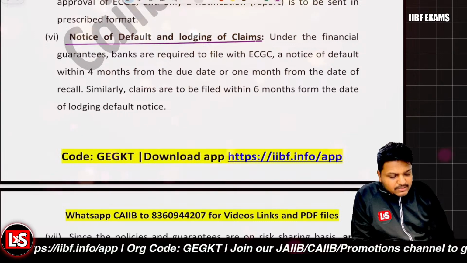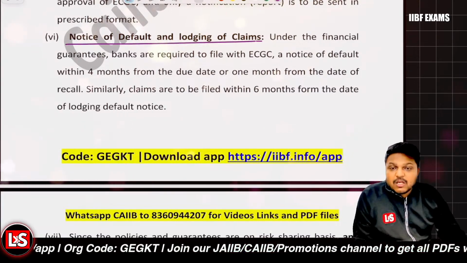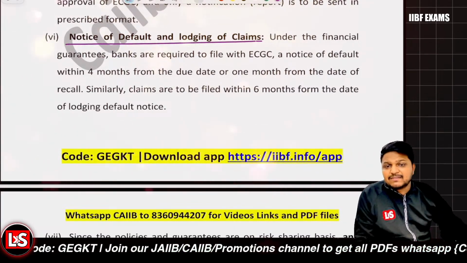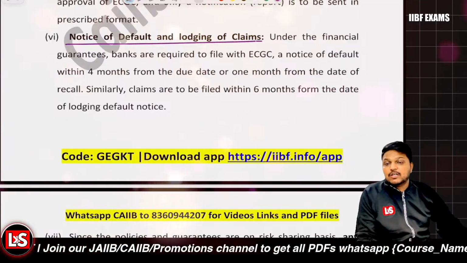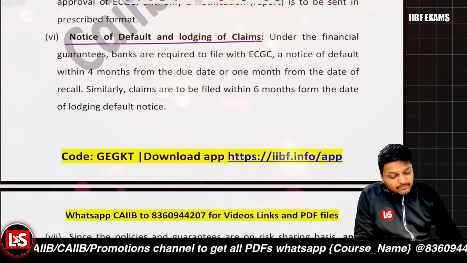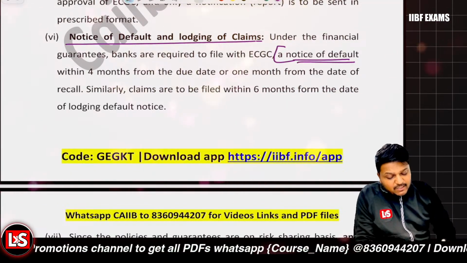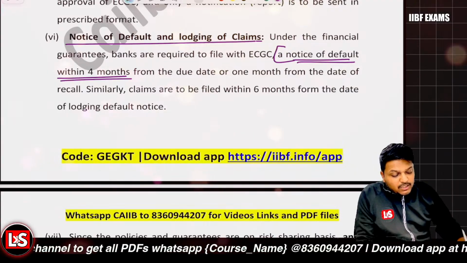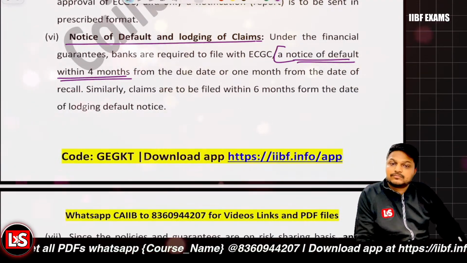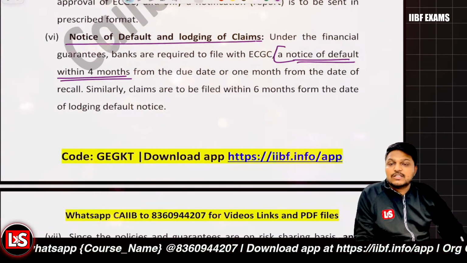Notice of the defaults and lodging of the claims. Now, under the financial guarantee, the banks are required to file with ECGC a notice of default. And in what period is the default notice to be given? Within a period of 4 months, the default notice is to be given.